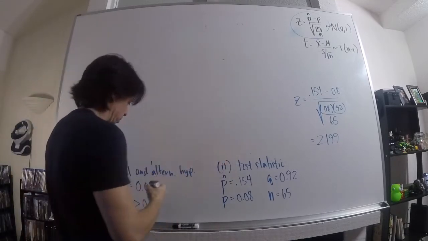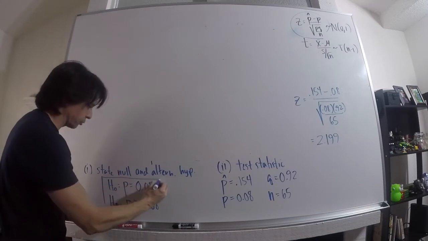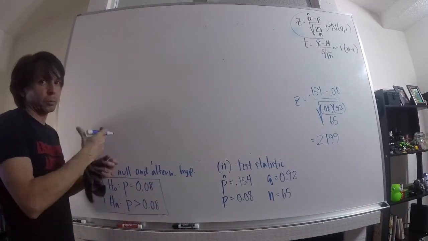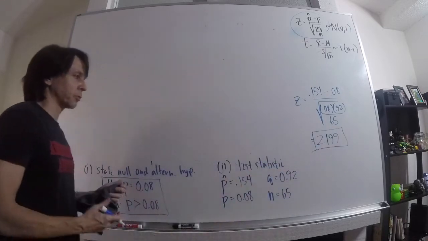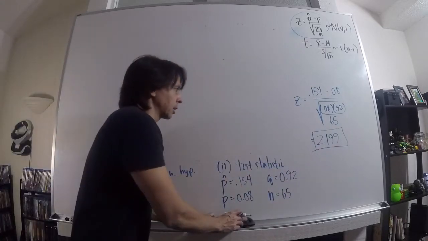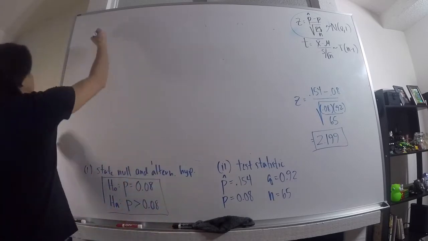Okay, so if I'm going in steps, that's my answer for stating the null and alternative. Again, there was no part A, part B, part C, but if there were, that'd be the first step. That's the result of the second step. That is your test statistic. And the next step is our p-value.